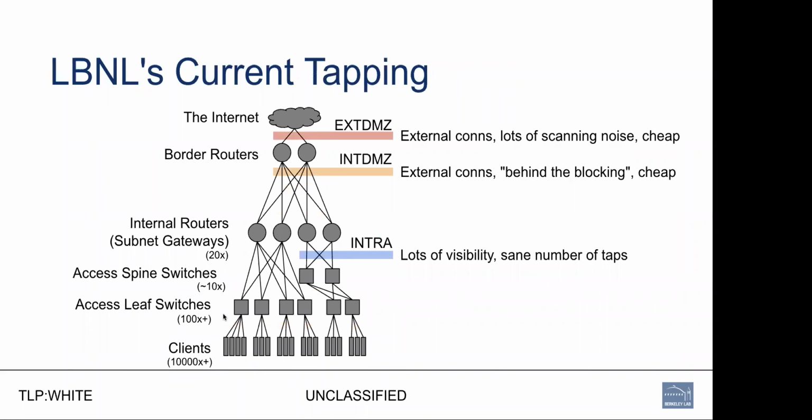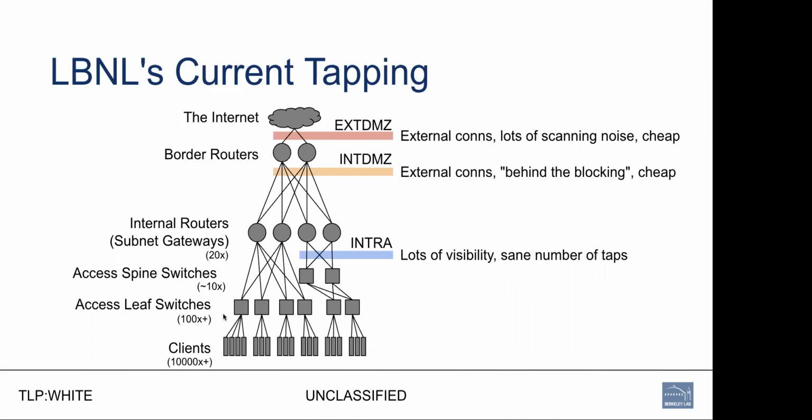So the way LBL does it today is we tap between our border routers and the internet, and we call that our external DMZ taps. And we tap between our border routers and our internal routers, and we call that our internal DMZ taps. Again, the difference there is that the internal DMZ is behind our border blocking, and so it excludes all that scanning noise that's already getting dropped because it's blocked at our border.